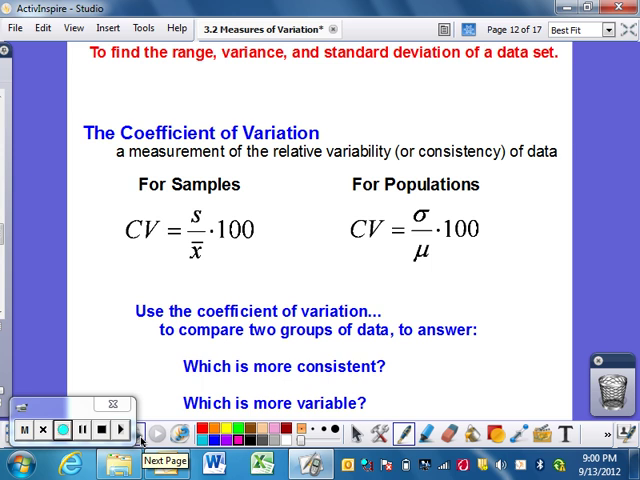Now, how is this calculated? This is also on your pink sheet. Sample coefficient of variation: S divided by X bar. We should know by now that S is just your standard deviation, X bar is your mean, times 100 to get your percentage. This is for the sample. For a population, it's still the standard deviation, the mu is still the mean, so the process is the same: standard deviation divided by mean, times 100. And this is going to show what's more consistent or what's more variable in a certain scenario.